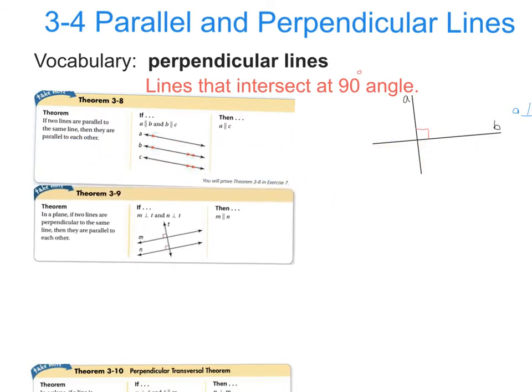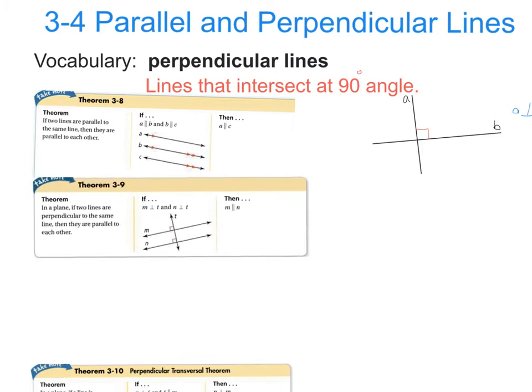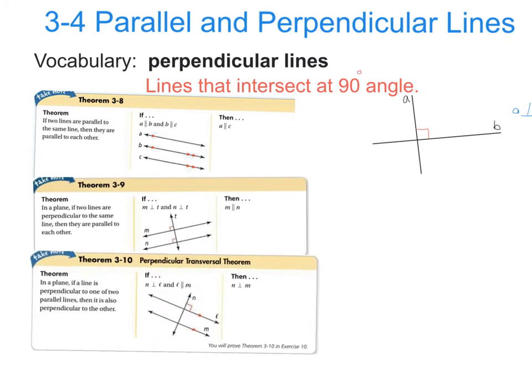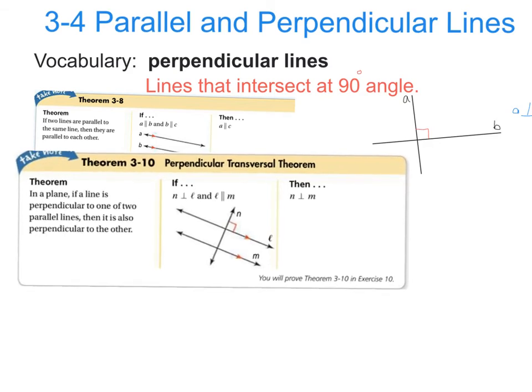And our next theorem is going to be theorem 3-10. This one does have a name. This theorem is called the perpendicular transversal theorem. And the perpendicular transversal theorem says that if you have a line L that is perpendicular to a line and parallel to another line, so L is perpendicular to one line and parallel with another line, then the other two lines must be perpendicular. Again, that is called the perpendicular transversal theorem.